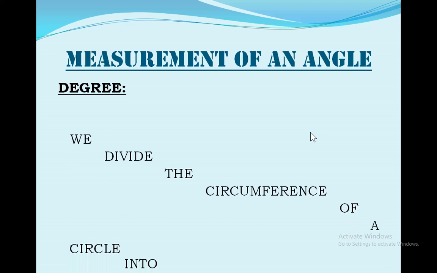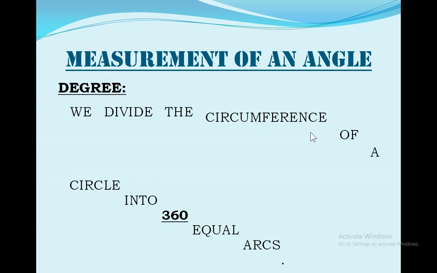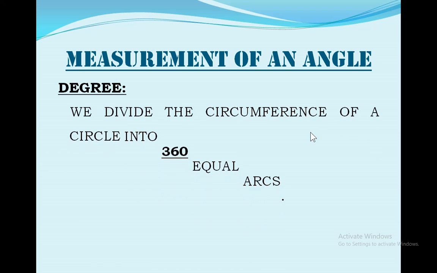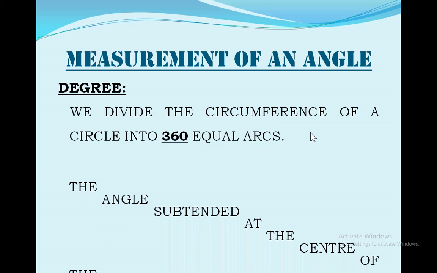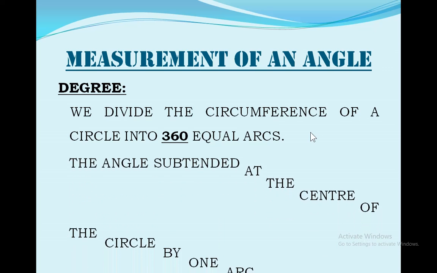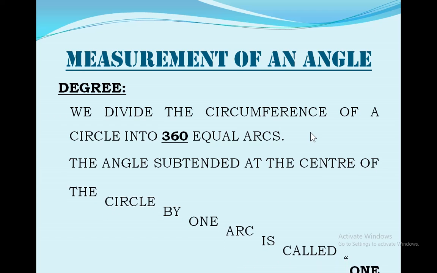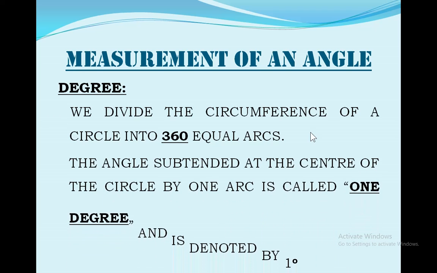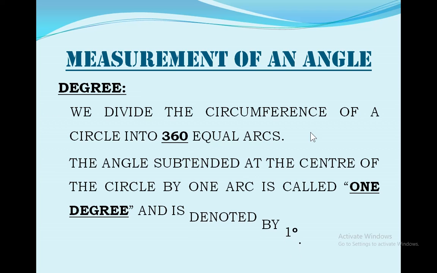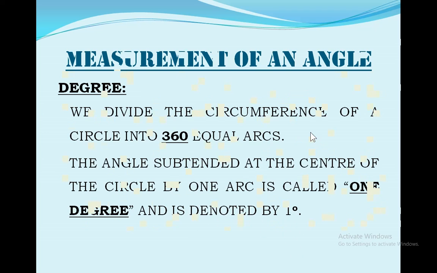For degree measurement, we divide the circumference of a circle into 360 equal arcs. The angle subtended at the center of the circle by one arc is called 1 degree and is denoted by 1°. At the top right place, there is a small circle that shows degree.